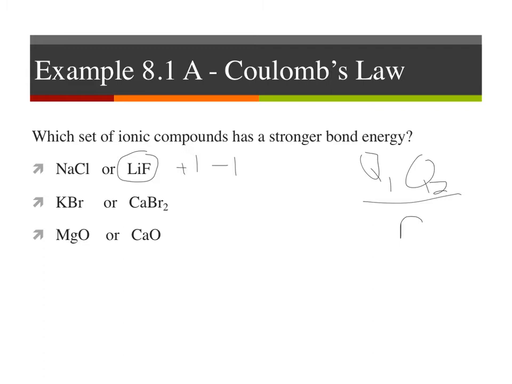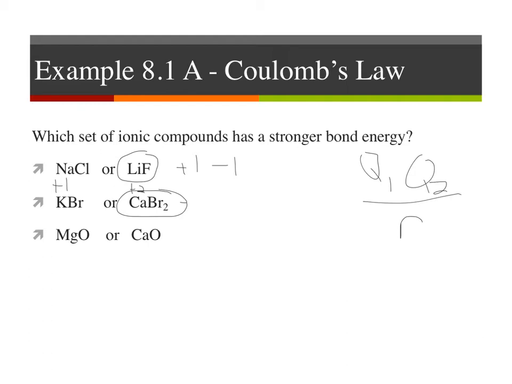Potassium and bromine is a constant here. Potassium and calcium are about the same size, but we notice that the calcium is +2 and the potassium is +1. So this time, the charge is going to make the calcium a stronger bond.